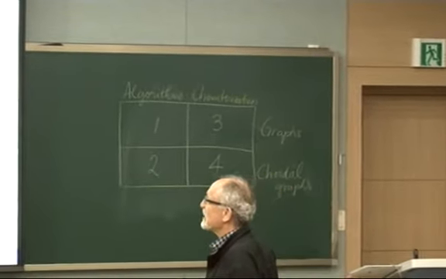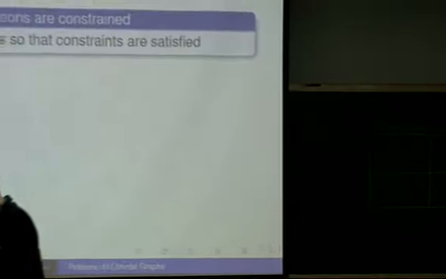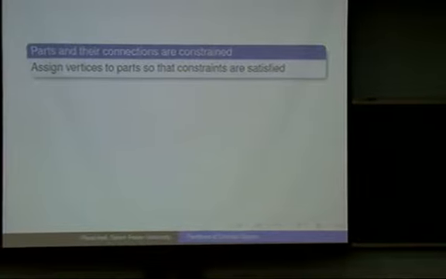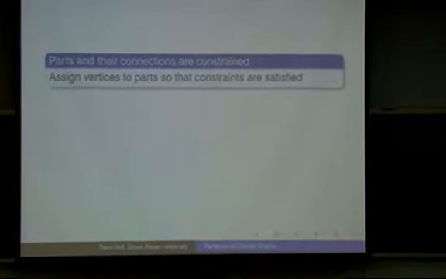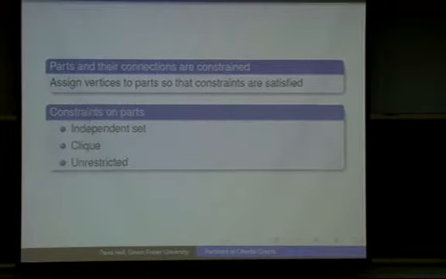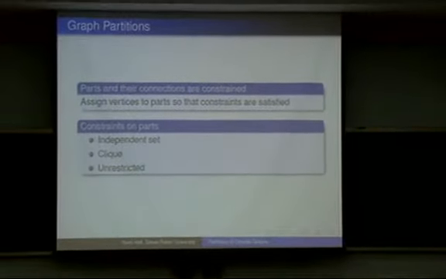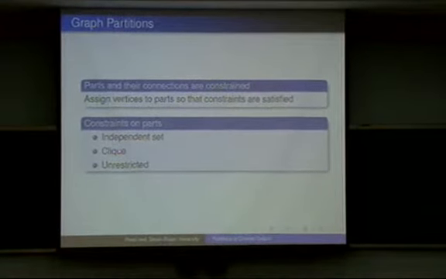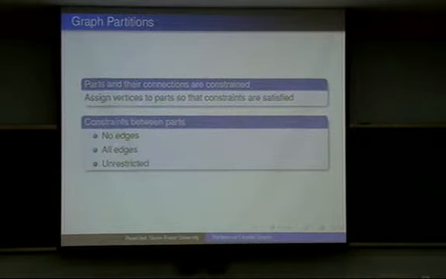Okay, so what kind of graph partitions? I'm partitioning the vertices, and there are restrictions on the vertices and/or the parts and their connections. So the parts can be restricted to be either an independent set or a clique, or not restricted, and similarly the constraints between parts can be that there are no edges between them, or that there are all edges.